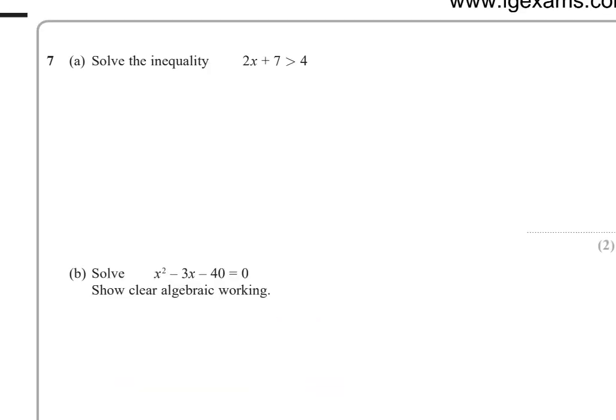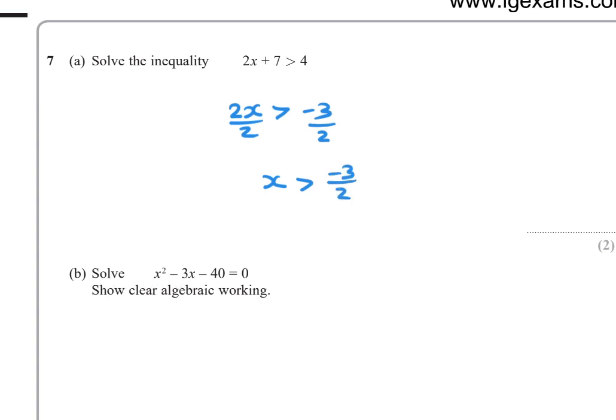Number 7, solve the inequality. 2x plus 7 more than 4. Transpose 7 to the other side. So 2x more than 4 minus 7, which is negative 3. Divide by 2, divide by 2. So x more than negative 3 over 2.